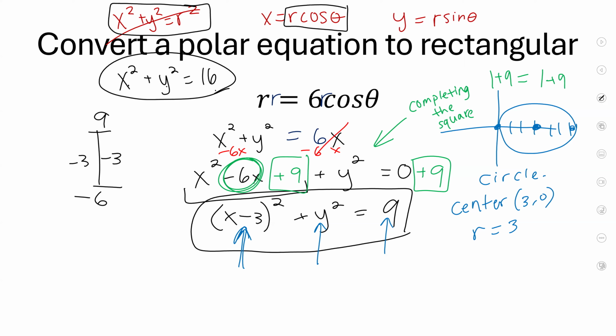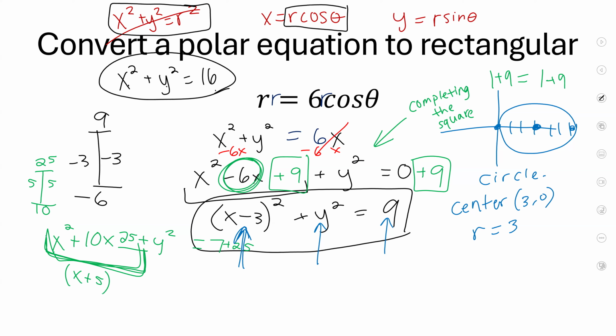So for example, let's say I had x squared plus 10x plus y squared equals 7. And I want to complete the square. Half of 10 is 5, square it is 25. So now when I factor this, make sure you add 25 to that side. You have to do it to both sides. If you were to factor this part, two numbers that multiply to 25 but add to 10 are 5 and 5. So this is x plus 5 squared. And that gives you your circle equation.